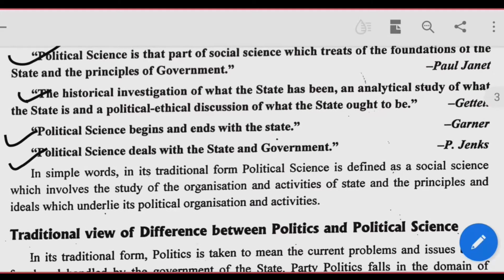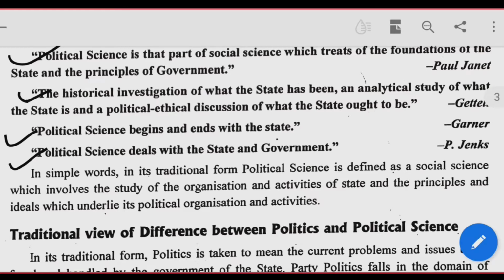If you are asked to define political science, then you write down according to Garner: according to Garner, political science begins and ends with the state. Or within inverted commas you mention it, political science begins and ends with the state, then close the inverted commas, then give a hyphen, and then write down the name of the definer, that is Garner.